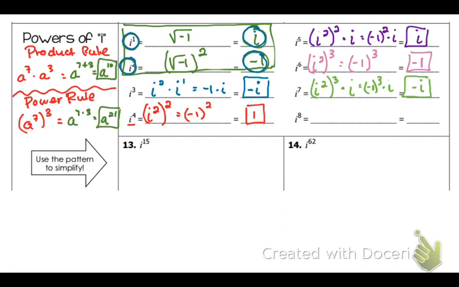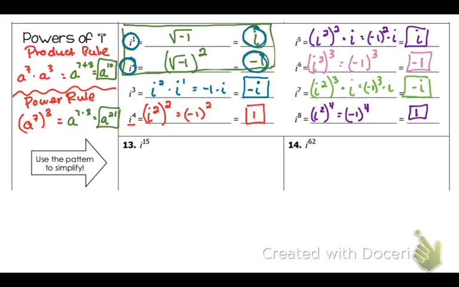So now i to the 8th power. So I'm going to do i to the 2nd power times 4. That gives me 8. So I don't have to add that extra i anymore. i squared is negative 1. Negative 1 to the 4th power is negative 1 times negative 1 times negative 1 times negative 1, which will give me 1. Now, make sure you're putting parentheses for that. Otherwise, it's going to generate the wrong answer. So let's go over 13 and 14.